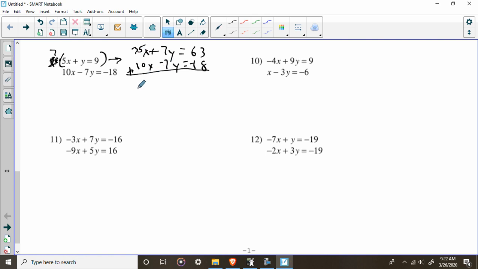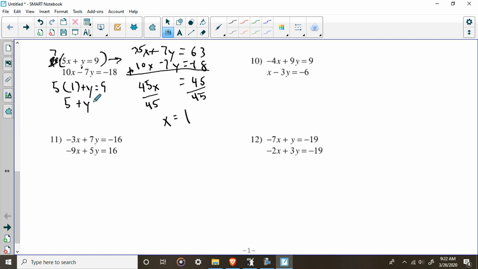Well, 35 and 10 is going to be 45x, and oh, coincidence, 63 minus 18 is also going to be 45. So if we divide by 45, we're going to find out that x is equal to 1. Now we can just plug that back into either one of these equations. You can actually plug it into either one of these or the new one that you created. I would say 5 times 1 plus y is equal to 9, right? Plug it into this first one because y is already isolated.